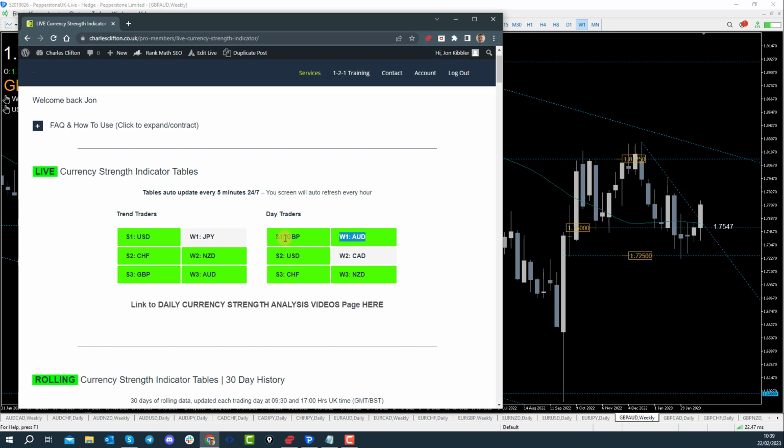So in today's video, I'm going to be taking a look at our top day traders pair here, pound Aussie. Pound is the first strongest on our day traders. Aussie is the first weakest. We can also see on our trend traders it's featured here as well, both at S3 and W3 respectively. So looking at the potential for pound Oz upside, I'm also going to take a look at Aussie US dollar in this video as well, so make sure you stick around to watch that one.